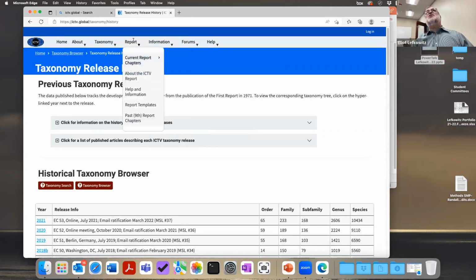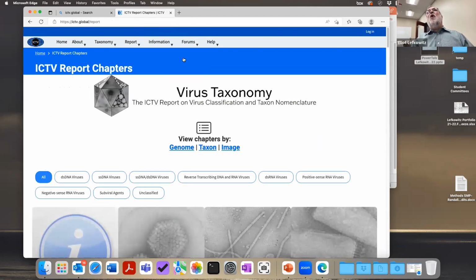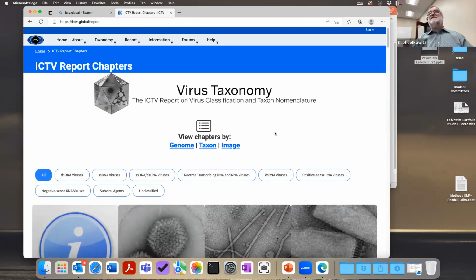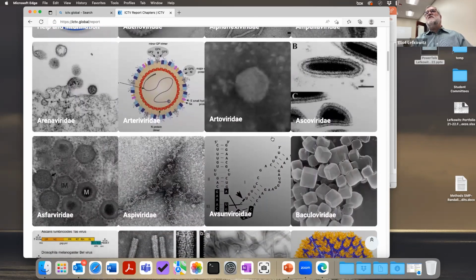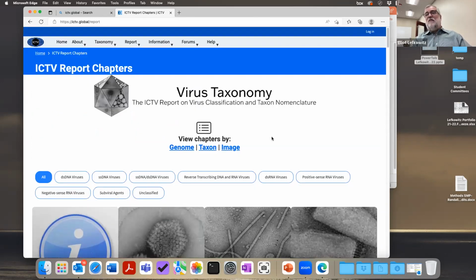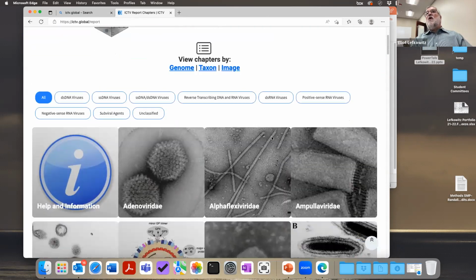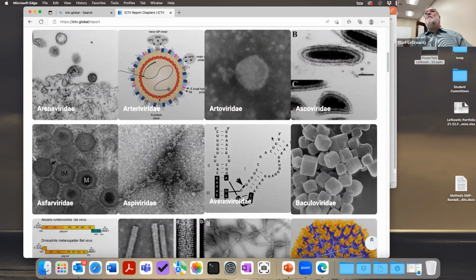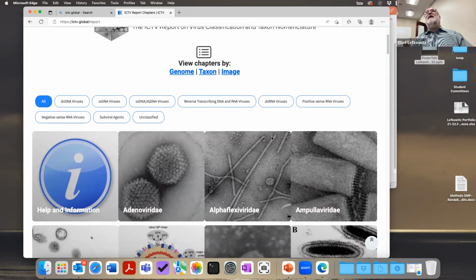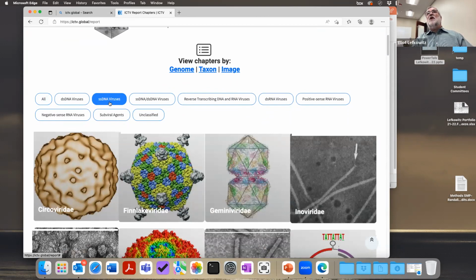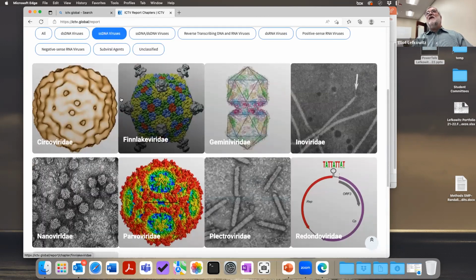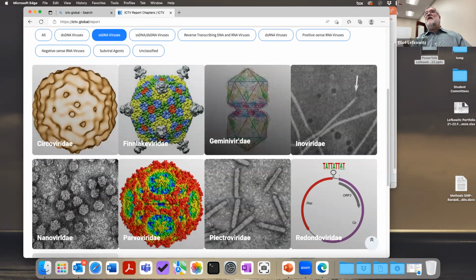Importantly, what I wanted to show is that in addition to the taxonomy itself, we have information available about all of the different taxa that are classified. Now, not all of it is yet available. What we do is compile the ICTV report, which used to be in hard copy but is now available online from the website. Using these controls, let's say we're interested in single-stranded DNA viruses, we can click on that and immediately see all the single-stranded DNA viruses.